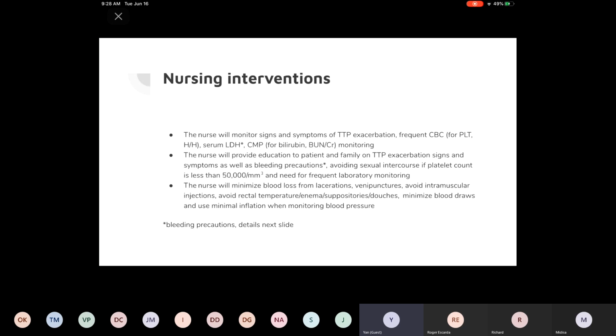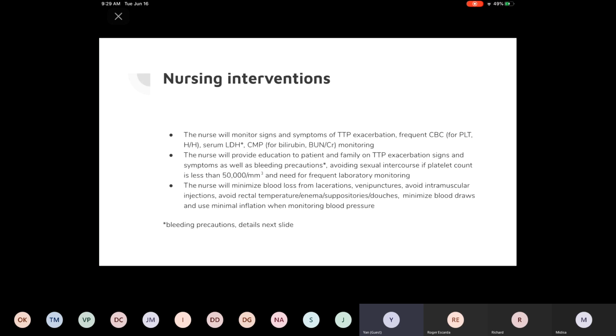The nurse will provide education to the patient and the family in regards to the signs and symptoms, as well as the bleeding precautions, which Nicole will explain further in detail in the next slide, and avoid sexual intercourse if the platelet is significantly lower than 50,000. And they will need to follow up with their providers to frequently monitor their lab values.